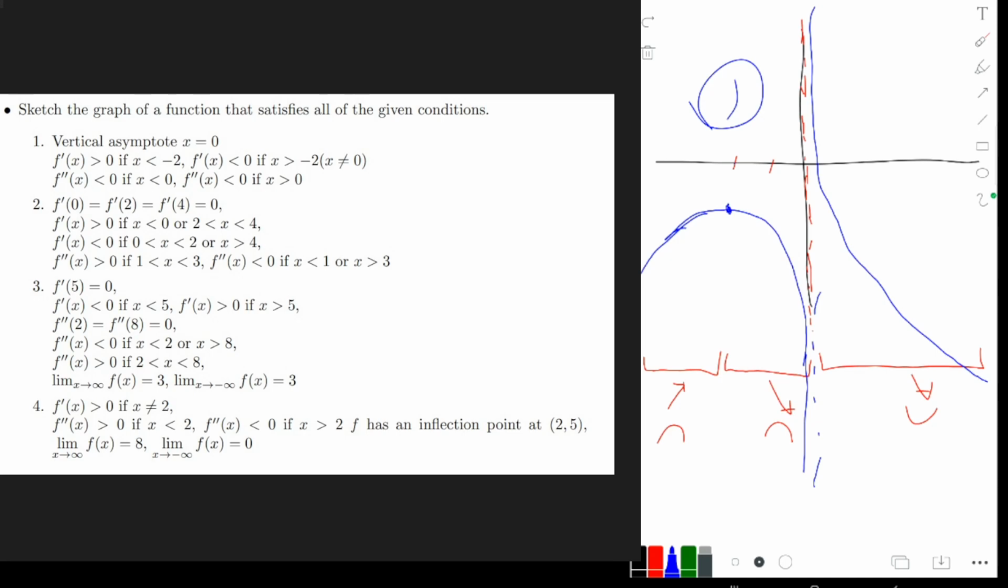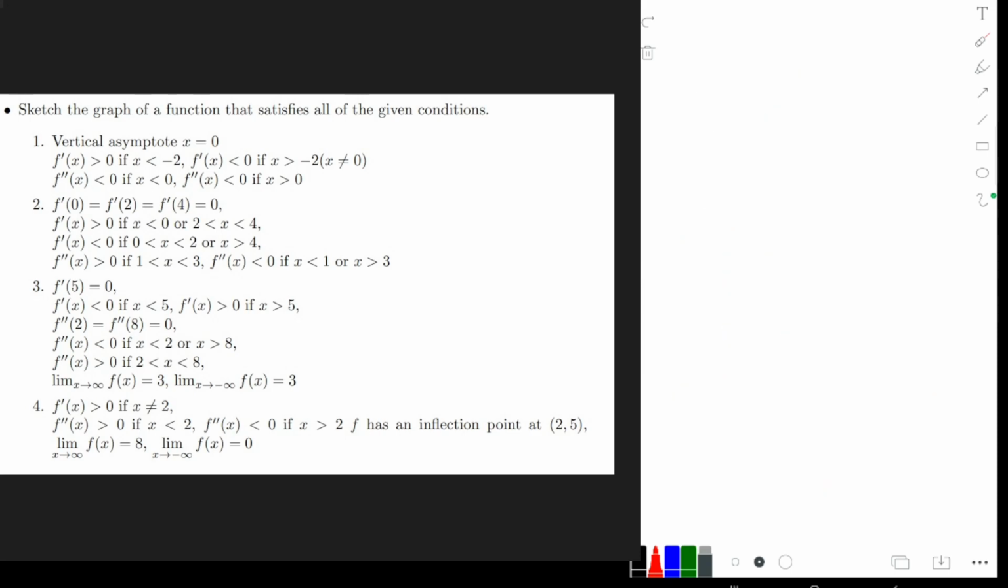Again, it changed its increasing, decreasing behavior at x equals -2, and it had an asymptote on the y-axis. Number 2, we want the derivative to be 0 at 0, 2, and 4, and we want it to be increasing over those intervals, concave up, on intervals determined by, it looks like, 1 and 3.